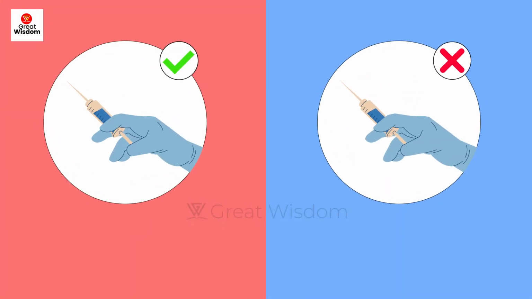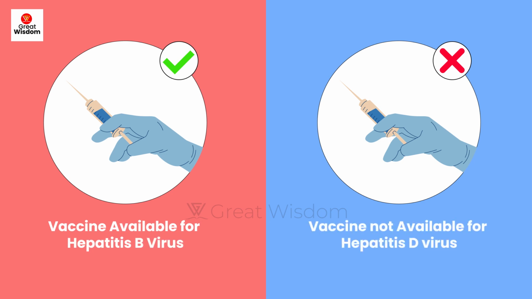People can become infected with both hepatitis B and hepatitis D viruses at any time, known as coinfection. However, there is no vaccine to prevent hepatitis D. If you are not already infected with hepatitis B, you can take the hepatitis B vaccine to prevent this deadly coinfection.